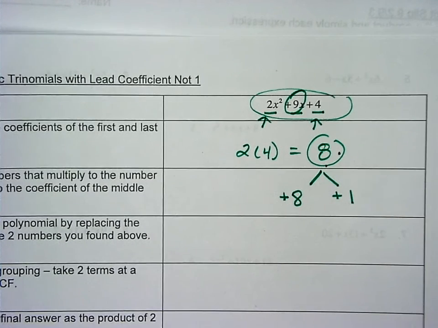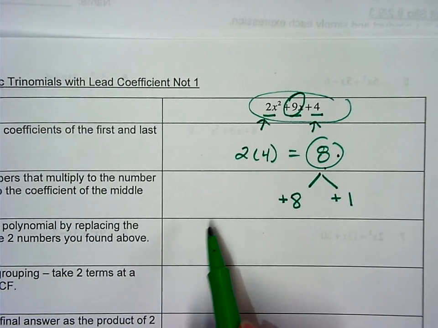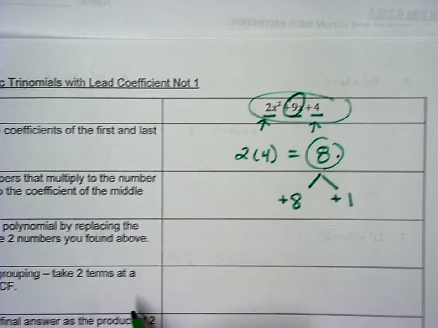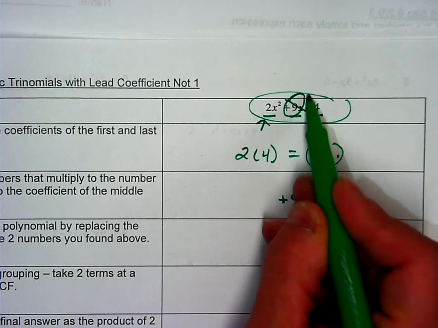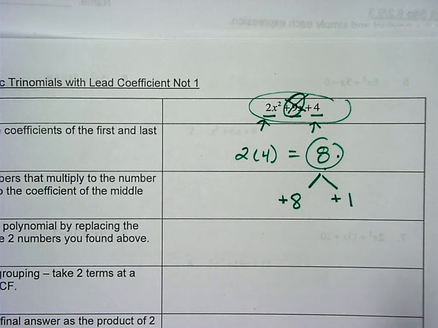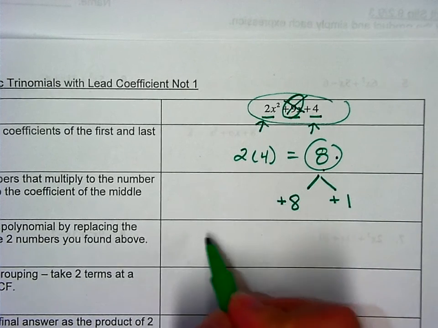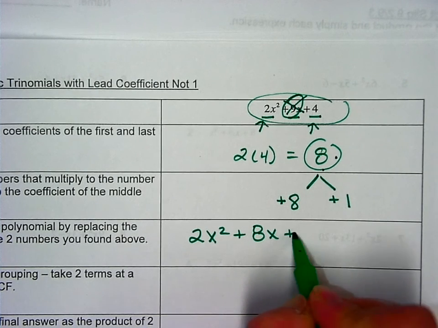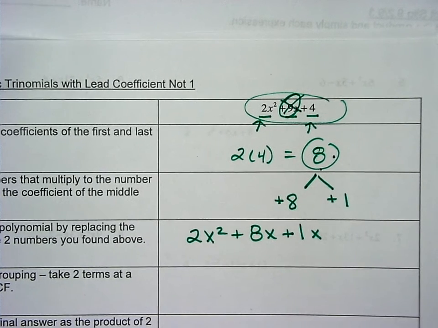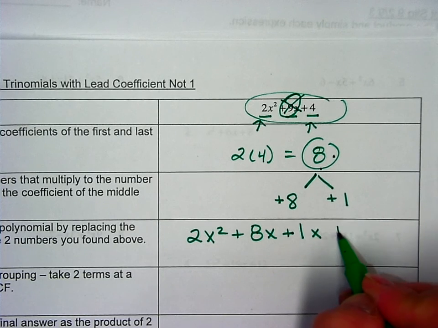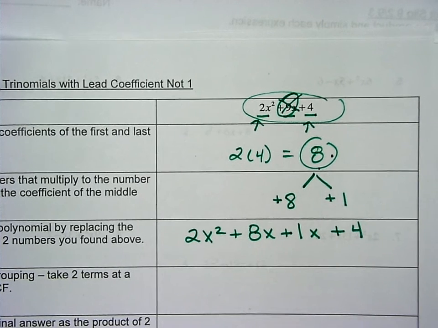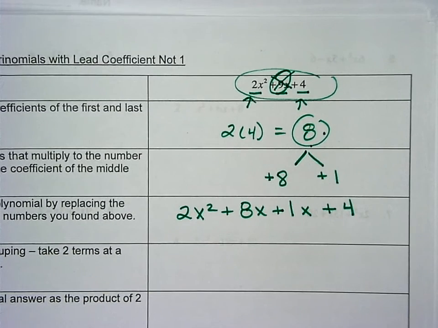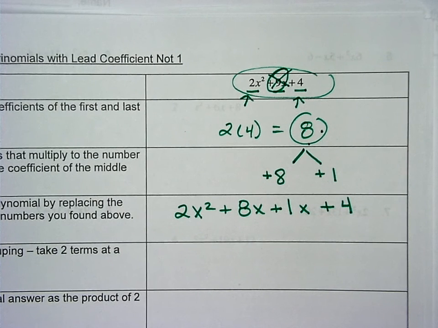Then now you're going to rewrite the original problem using those two numbers, replacing that 9. This is called splitting the middle. You're going to split that 9 into 8 and 1. So I'm going to rewrite the original problem, and instead of writing 9x, I'm going to split it up into 8x plus 1x, and that 4 is still there. Then the rest of it is going to be factor by grouping, which we've done before.